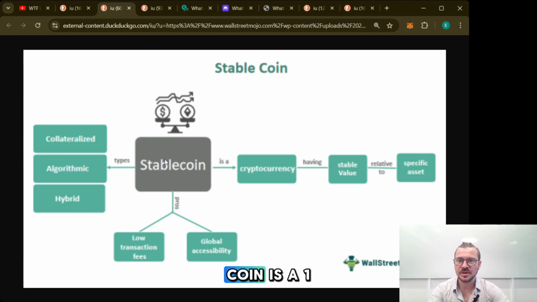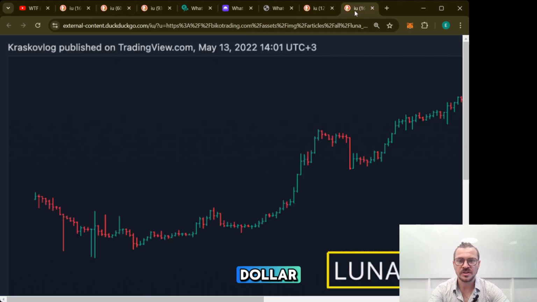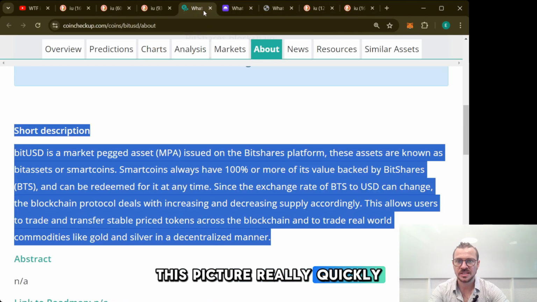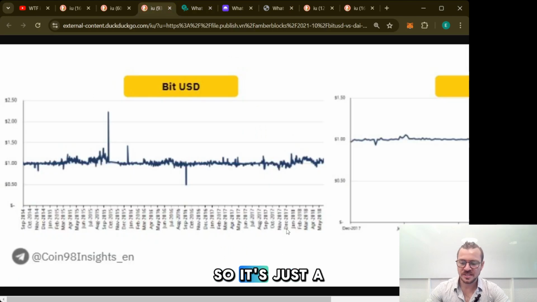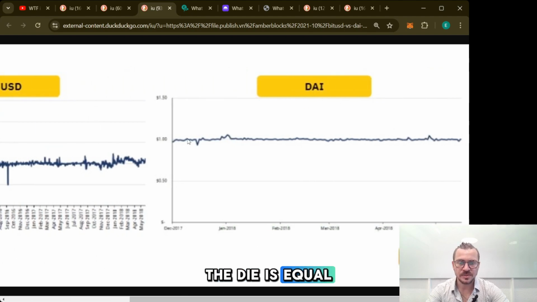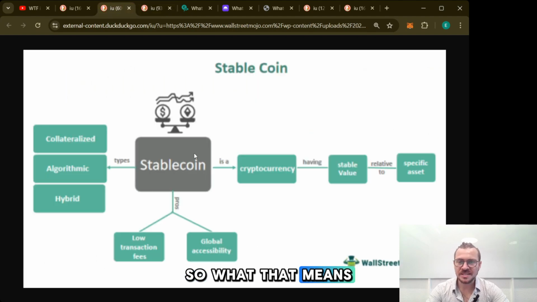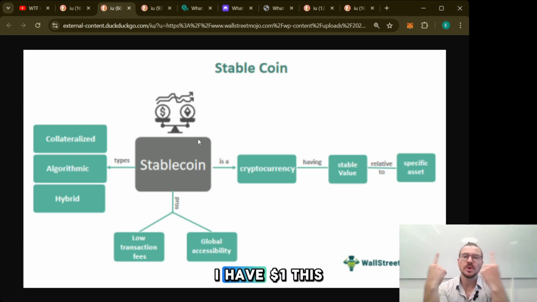So essentially, a stablecoin is a one-to-one for the dollar. Let me show you this picture really quickly. Where is it? Here. So it's just a one-to-one for the dollar, right? So you can see that the BitUSD is equal to $1. You can see that the DAI is equal to $1. So what that means is if I have one stablecoin, I have $1.